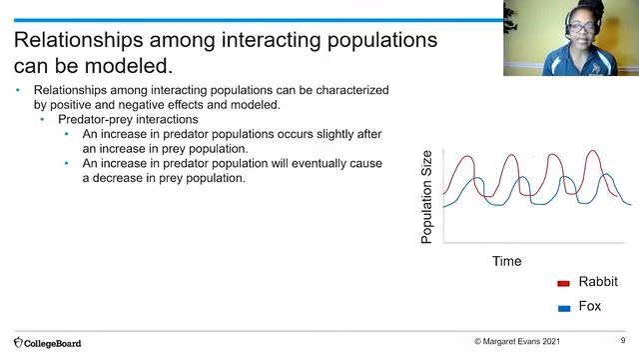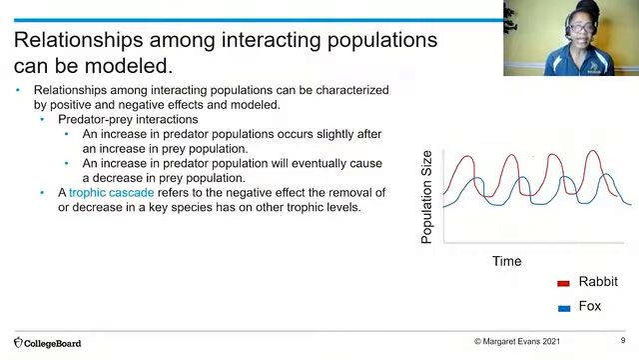Clearly, because the foxes are predators of the rabbit, when their population size becomes very large, you'll start to see a decrease in the rabbit population. So as the peak of the fox population occurs, that corresponds to a decrease in the rabbit population. And that would be a common cycle that you would see between a predator and prey interaction.